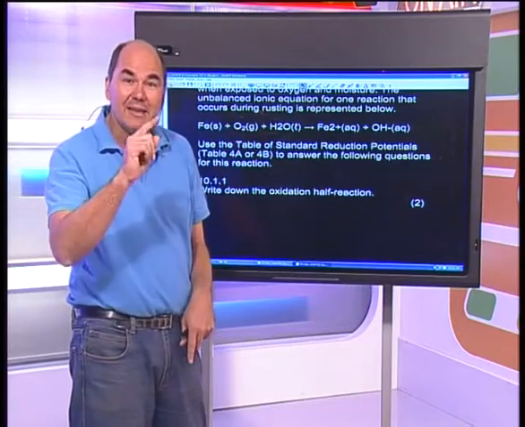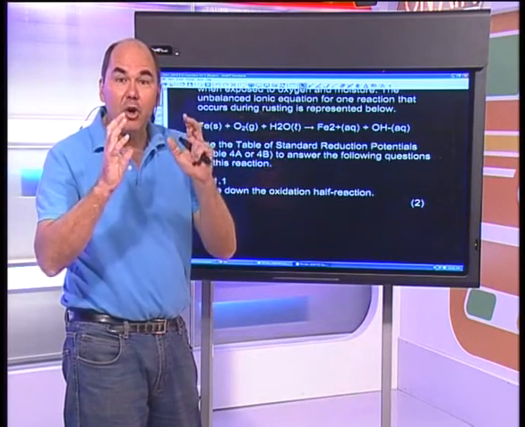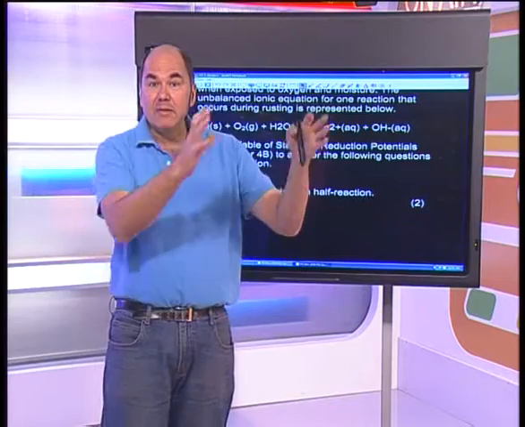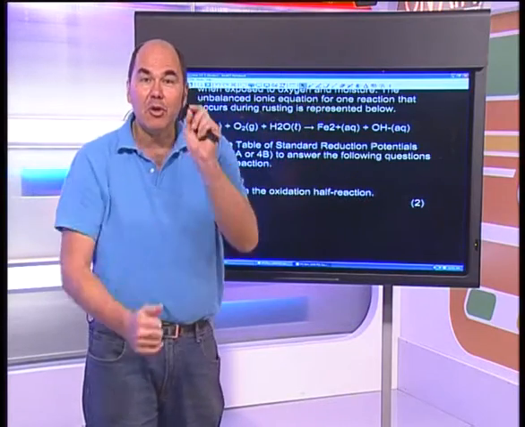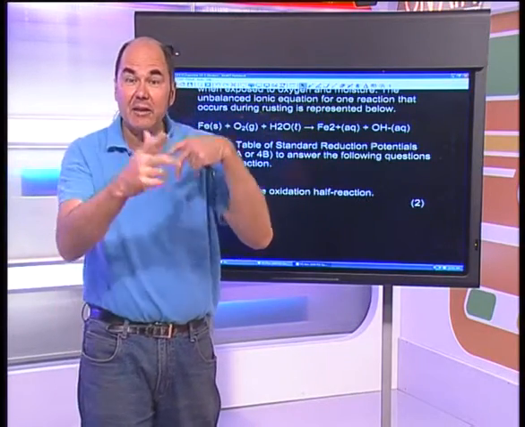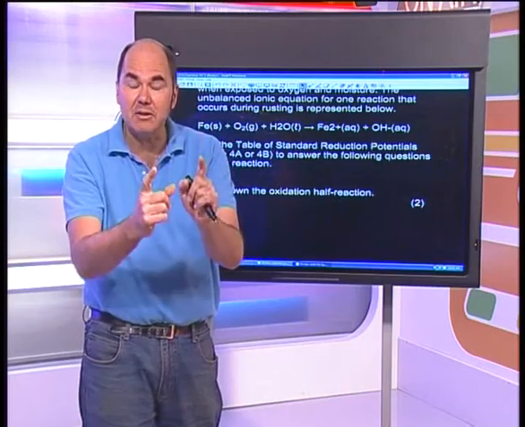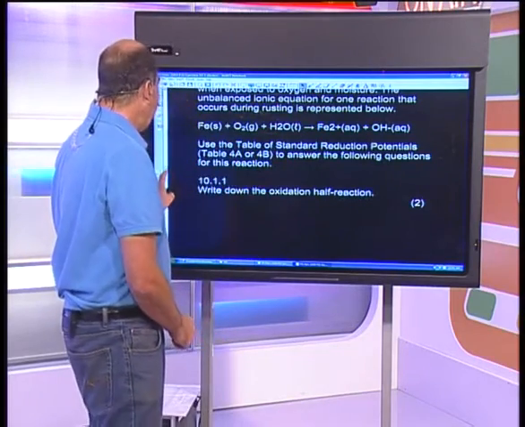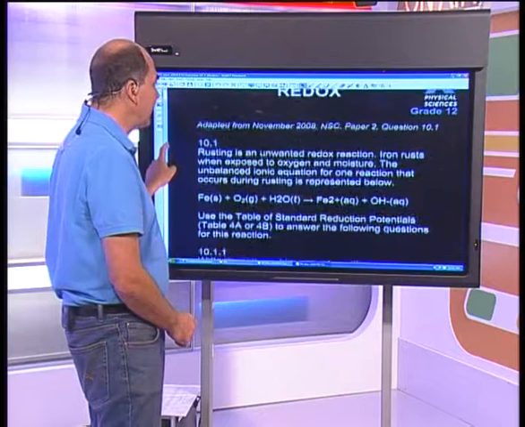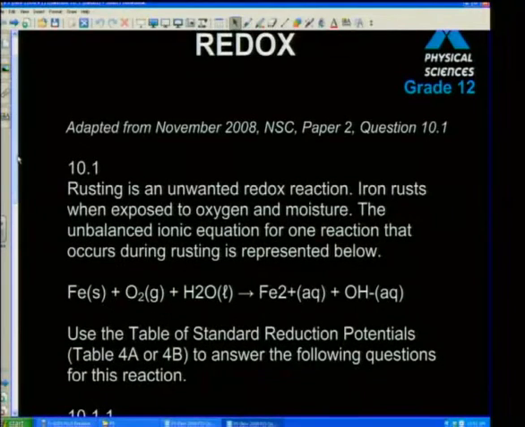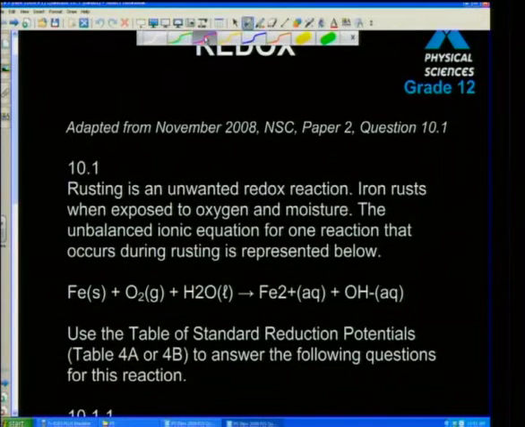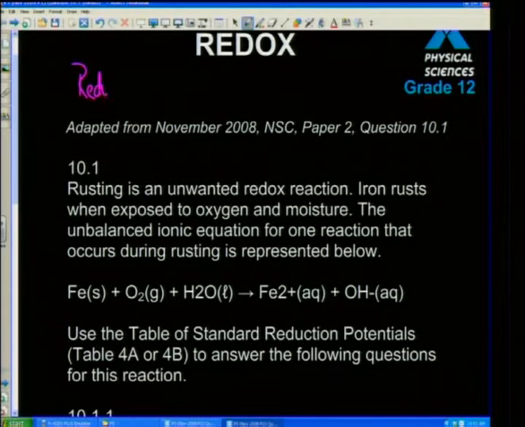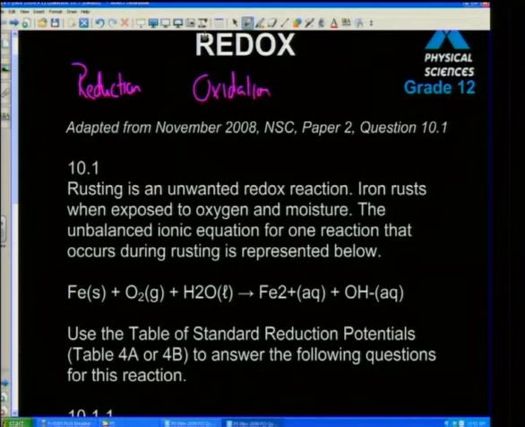We're looking at the 2008 exam paper, and we're going on to our next question. We've done some stuff on rates of reaction. We're going on to redox, and the tie between redox and electrochemistry is really important. So let's make sure we've got these basics in place. Redox, remember what redox is. Redox is broken down into two parts. It's reduction and oxidation.